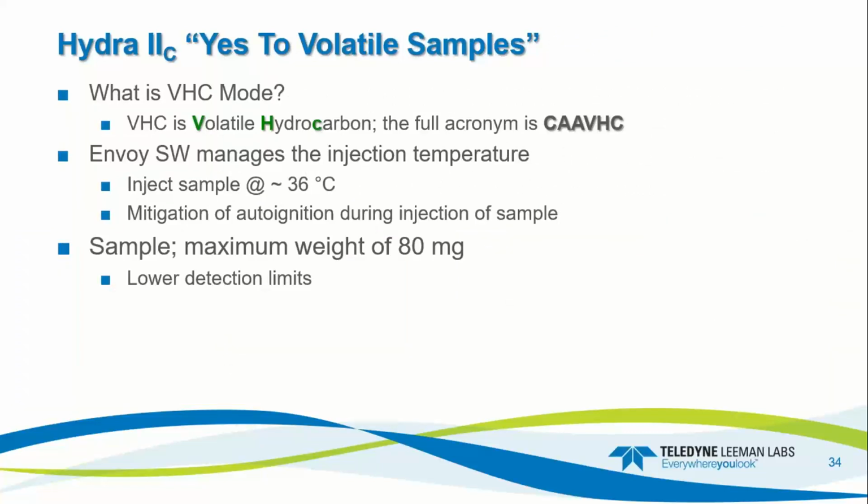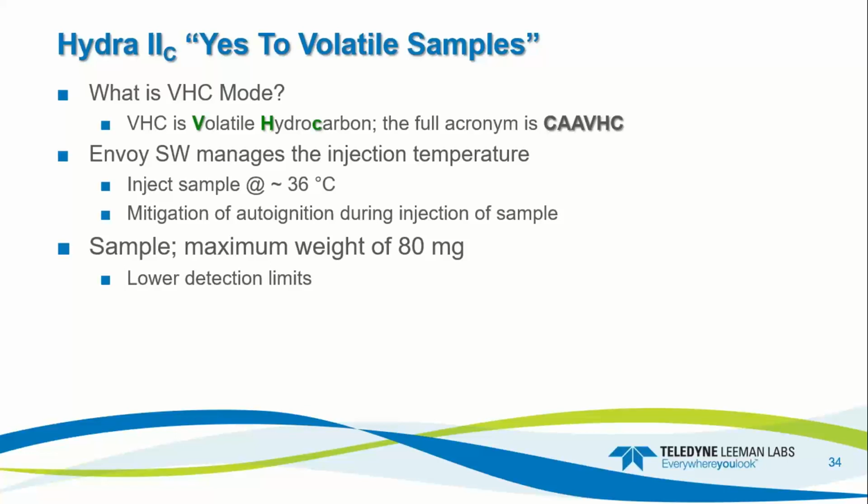VHC, so what is that? It stands for volatile hydrocarbons. Our full acronym is CAA-VHC. The software is going to manage the injection temperature. The injection zone, when the sample goes into the combustion tube, it's actually about 36 degrees C on the inside. The thermocouple is going to say it's 50. The thermocouple is on the outside, so there's a small offset there. But it's mitigation of auto ignition during the injection.